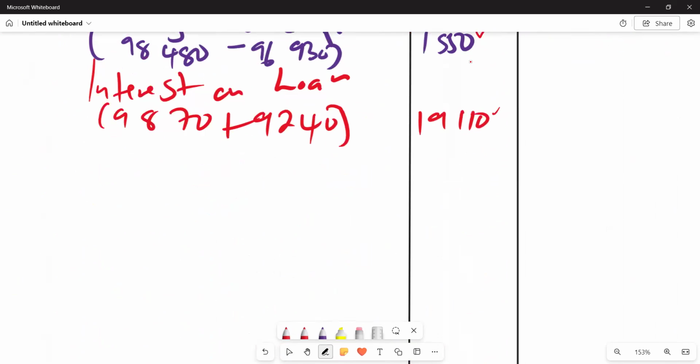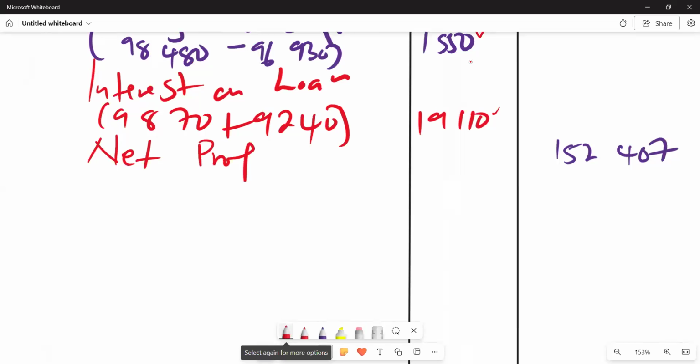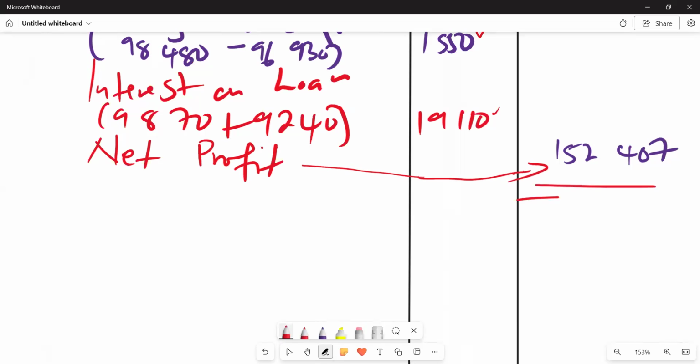It is 152,407, indicating your net profit. So this is your net profit. This indicates your net profit for the year. So we can close it, and then we can make a continuation in the next video in terms of making the appropriations and preparing the current account.